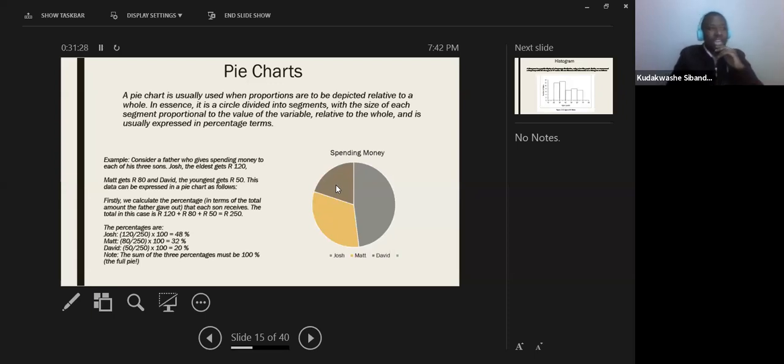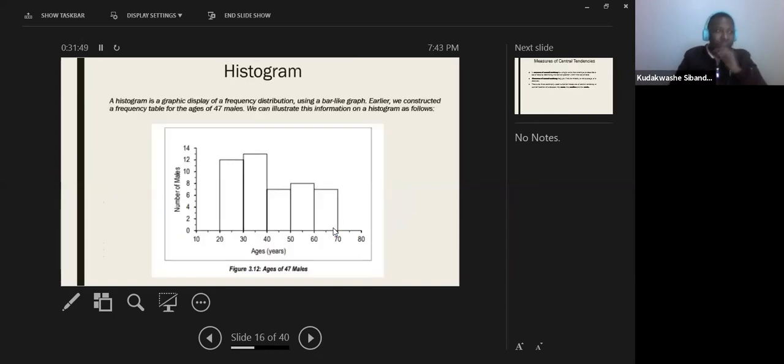So basically now you can actually see clearly that, okay, this is the fraction, this is the proportion of the amount of money that Josh got as compared to the whole amount. So that's where you use pie charts.